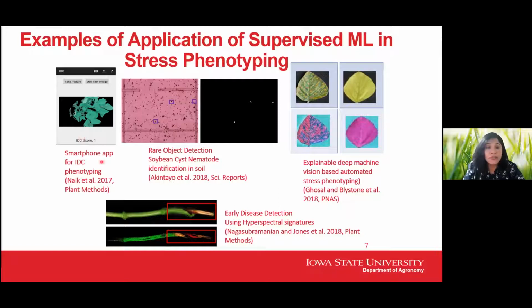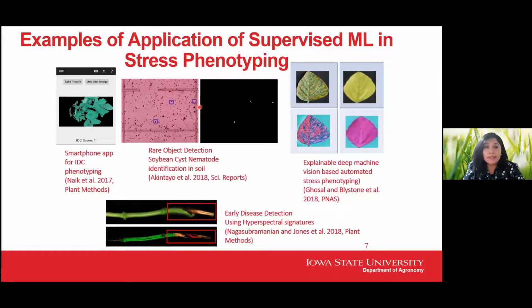So this work got published in Plant Methods, and we were able to show that supervised machine learning can be used to train a smartphone app to rate iron deficiency chlorosis severity on a scale of 1 to 5. Another application where we used supervised machine learning was rare object detection in the case of soybean cyst nematode.